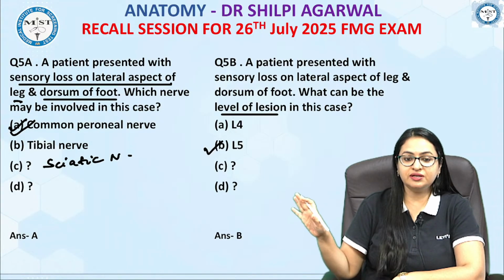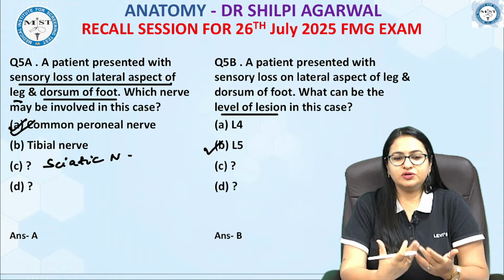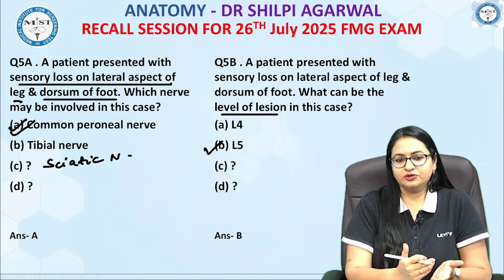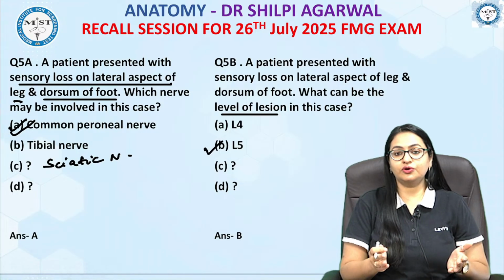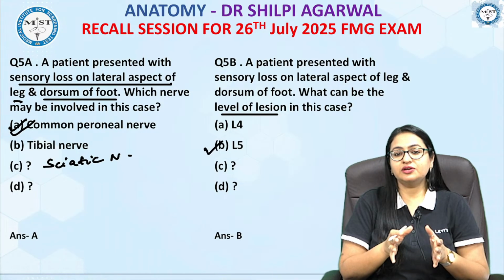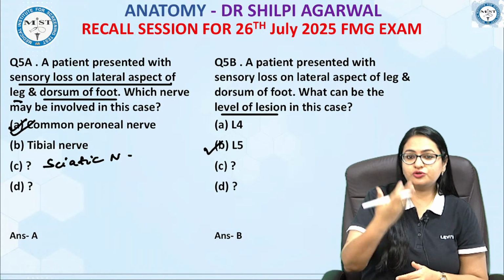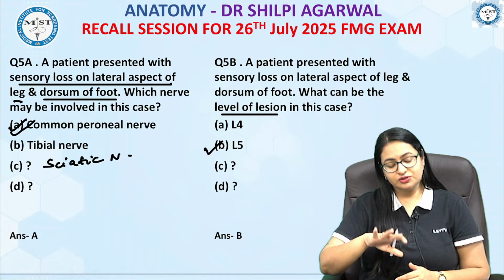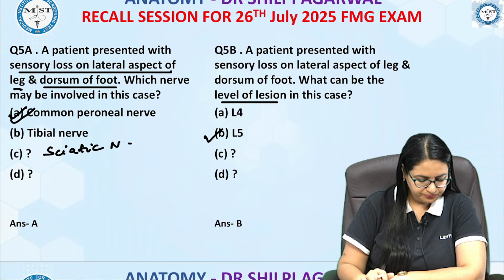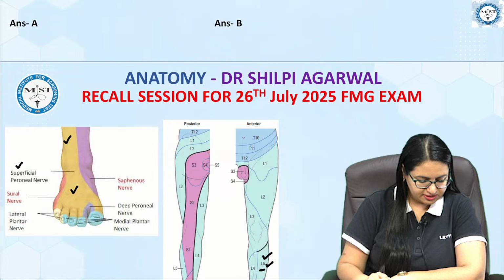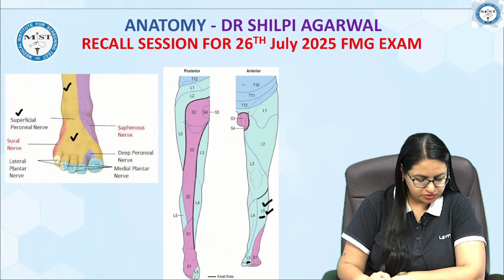And even if the sciatic nerve is given, because they have specifically said lateral aspect of leg and dorsum of foot, we cannot go for sciatic nerve. If the sciatic nerve is gone, the whole leg area will be gone, and the sensory loss will be towards the dorsum of foot also, and towards the sole of the foot also. So the answer will be common peroneal nerve. Fine, that's great. Both the questions were there.